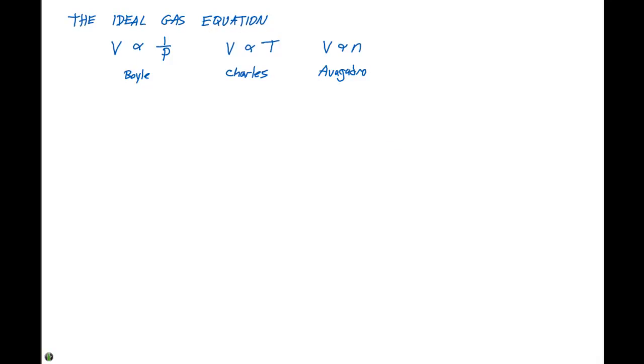In the previous video, we looked at the laws of Boyle, Charles, and Avogadro, but let's see how we can combine them to come up with what we're going to call the ideal gas equation. Boyle says that the volume is proportional to 1 over the pressure, Charles that the volume is proportional to the temperature, and Avogadro that the volume is proportional to the number of moles. So if we take all of these three laws together, we can see that the volume is going to be proportional to N times T over P.